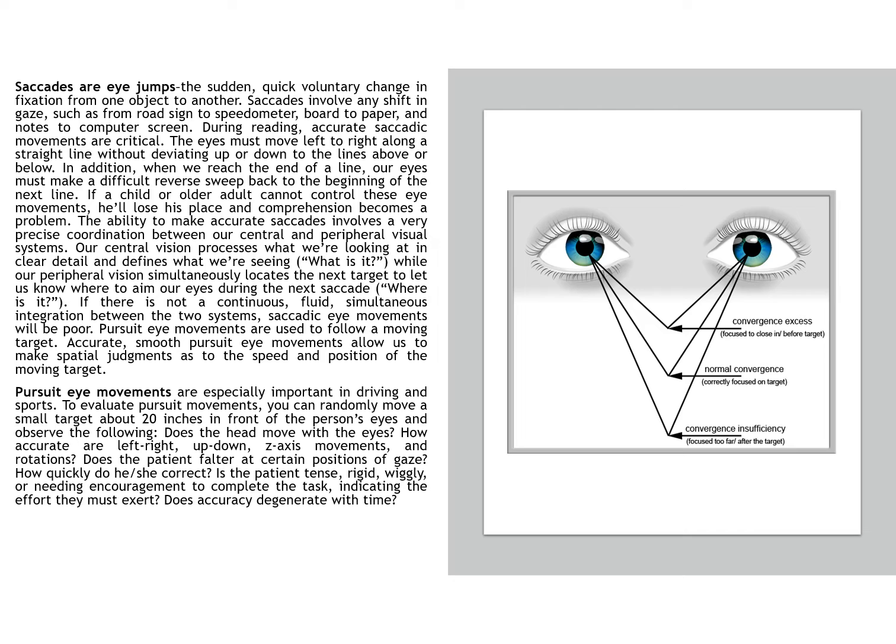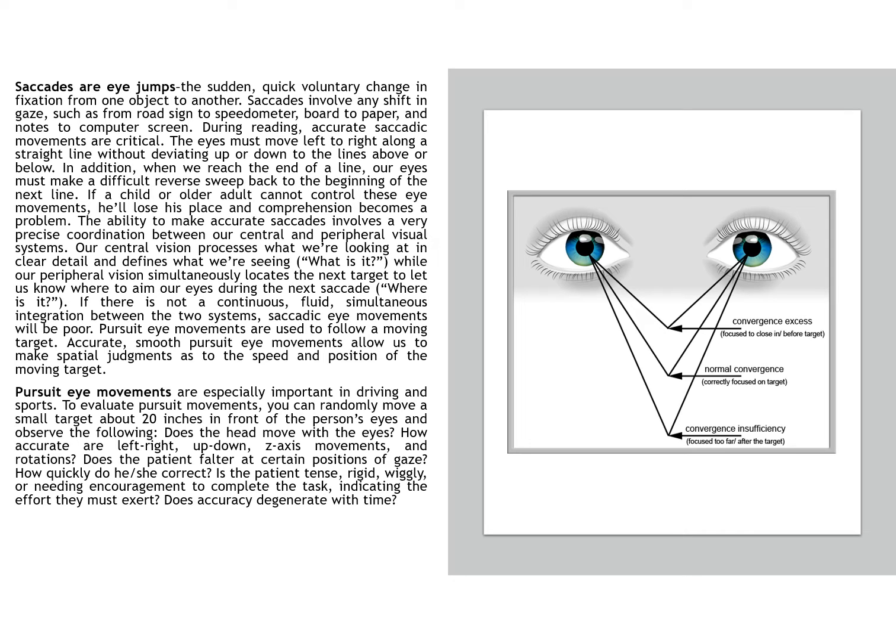be poor. Pursuit eye movements are used to follow a moving target. Accurate smooth pursuit eye movements allow us to make spatial judgment as to the speed and position of the moving target. Pursuit eye movements are especially important in driving and sports. To evaluate pursuit movements, you can randomly move a small target between about 20 inches in front of the person's eyes and observe the following.